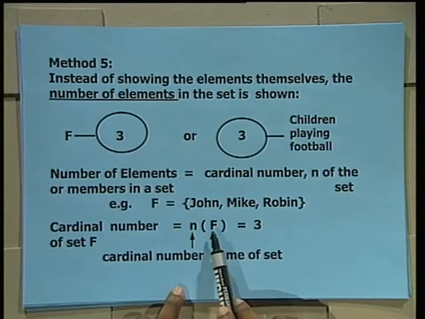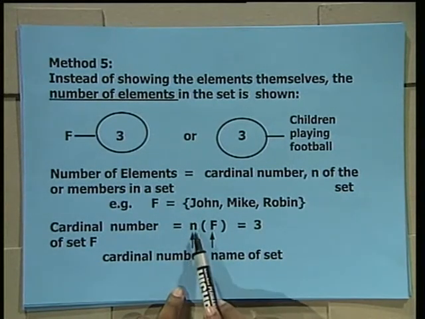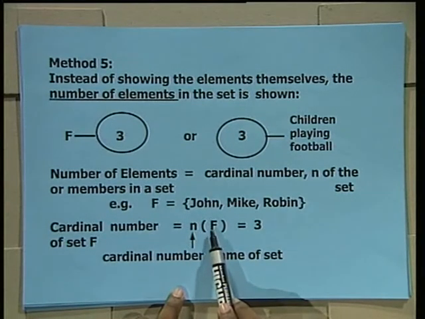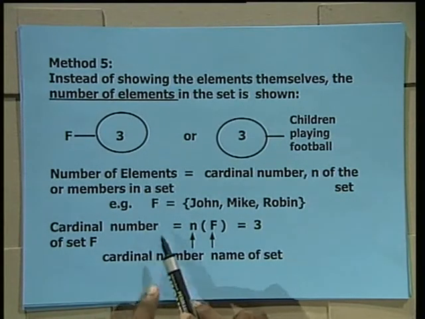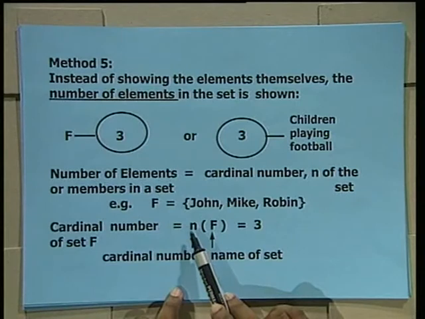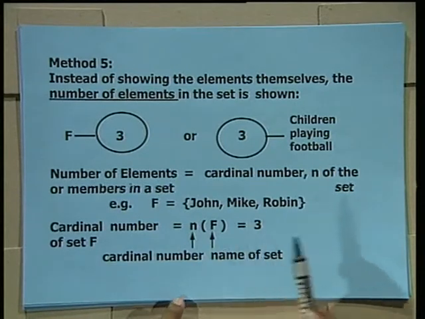Or in short, we represent the cardinal number by the letter n and write the name of the set within brackets. So instead of saying the cardinal number of set F, we'll just write n(F) = 3.